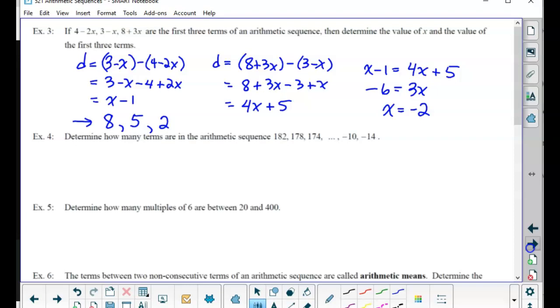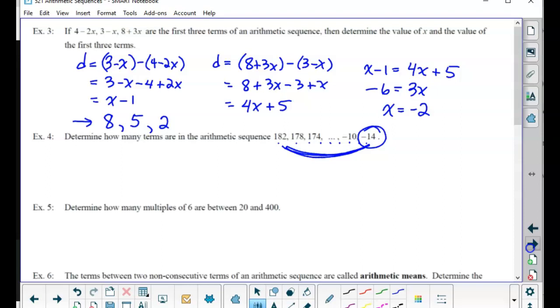Okay, so then question 4, determine how many terms are in the arithmetic sequence. This is kind of like the last one. If you know a term value, you can figure out what n is. But what do you need? You need the actual equation for the sequence. Okay, so here, this is starting at 182 and decreasing. And this is the last term of this particular sequence. It's a finite sequence. It could go on forever, but we want to know how many terms are in this.